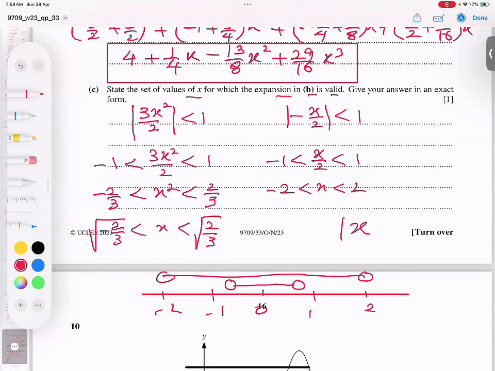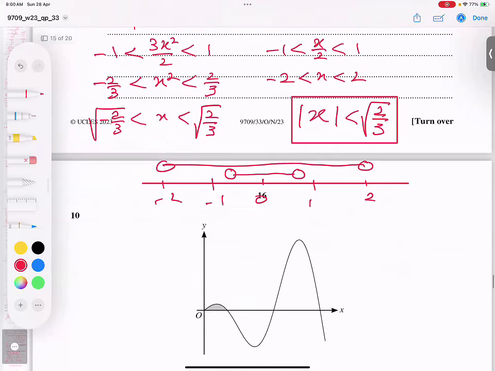The modulus of x, or you can write it like this. But how to write it in the modulus form? So the modulus of x is less than root 2 by 3. Let me shift it up more to the left-hand side. So this is the inequality we are looking for, and this is the final answer. And I believe you got the point clear. Okay, so let's go for the next question.